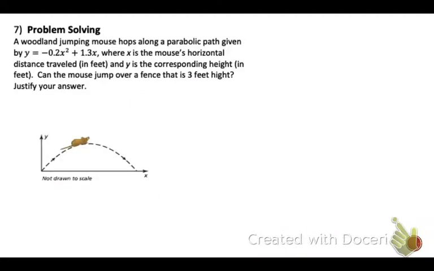A woodland jumping mouse, and this is a real thing, hops along a parabolic path given by this equation, where x is the mouse's horizontal distance traveled in feet and y is the corresponding height. Can the mouse jump over a fence that is 3 feet high? So we need to know the maximum height that this mouse can jump. So we're going to focus on the vertex.